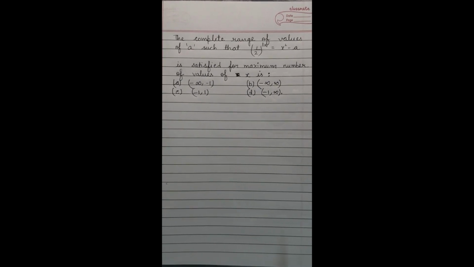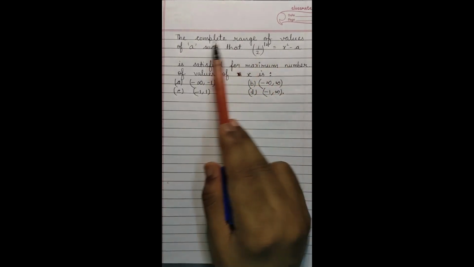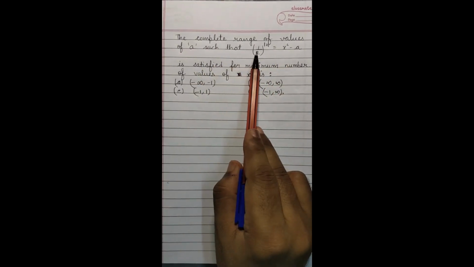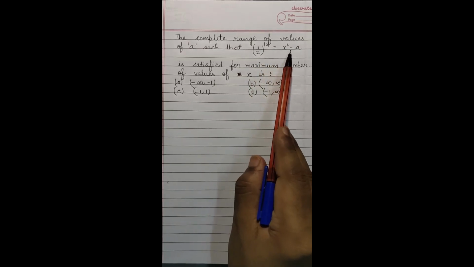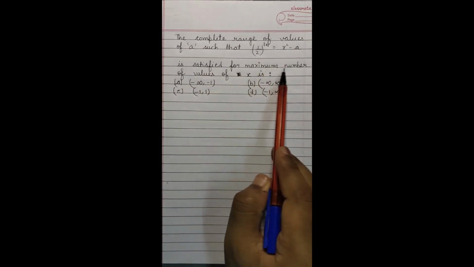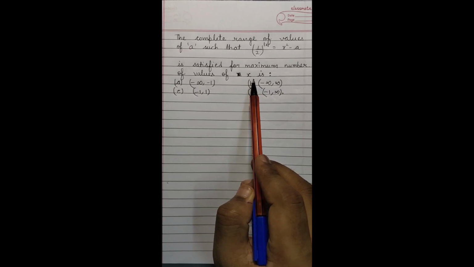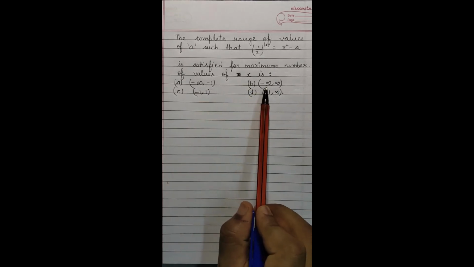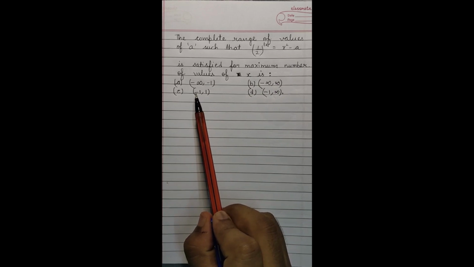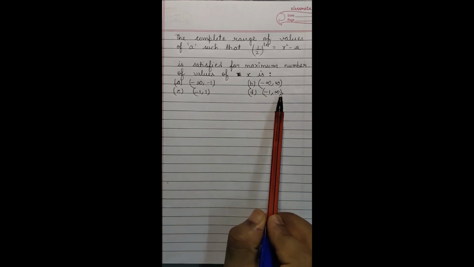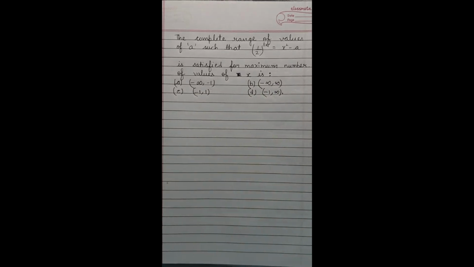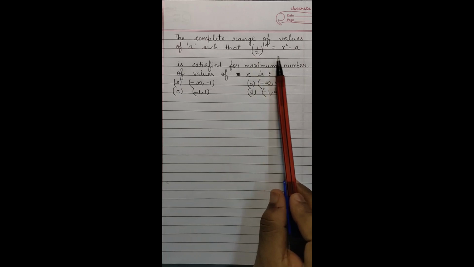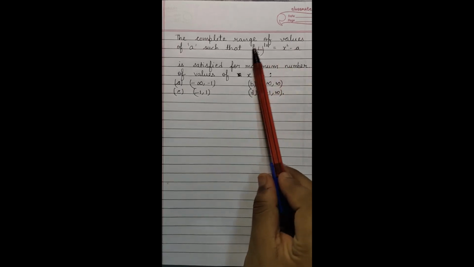Next question. The complete range of values of a such that 1 by 2 to the power mod x is equal to x square minus a is satisfied for the maximum number of values of x. The options are: A, minus infinity to minus 1; B, minus infinity to infinity; C, minus 1 to 1; D, minus 1 to infinity. So in this question I have to find the set of values of a for which this equation is satisfied.